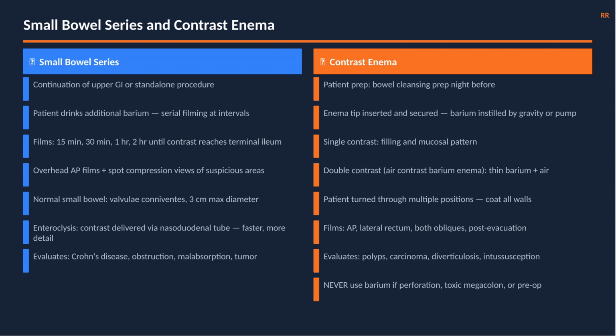Single contrast. Filling and mucosal pattern. Double contrast. Air contrast barium enema. Thin barium plus air. Patient turned through multiple positions to coat all walls. Films, AP, lateral rectum, both obliques, and post-evacuation. The double contrast technique provides superior detection of polyps and early carcinoma compared to single contrast. Never use barium in a suspected perforation. Never use barium if active toxic megacolon is suspected.